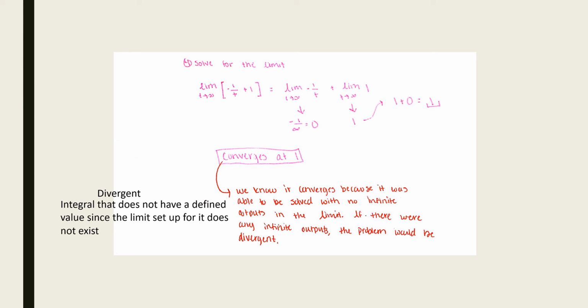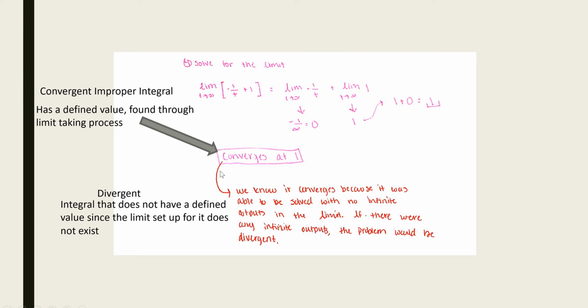A divergent improper integral is just an integral that does not have a defined value since the limit we set up to find it does not exist. And a convergent improper integral is an integral that has a defined value that's found through this limit taking process that we just did.